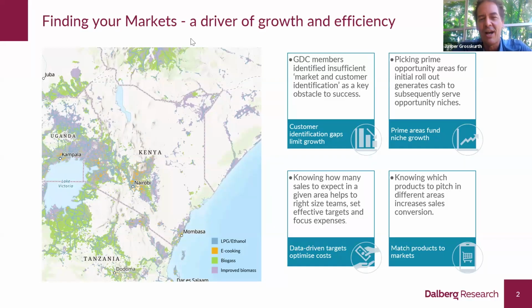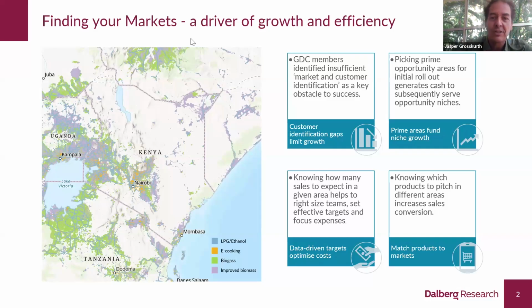So if we don't know where they are and if we don't address them, then we're leaving money on the table. In addition to that, not just knowing there's a blob of opportunity in the northeast of the capital city, it helps to know how large that blob is in real life, to right-size your team. So how do I know how many sales or outreach officers I need to bring to a certain area so that it is the right size for the team to effectively target these markets?